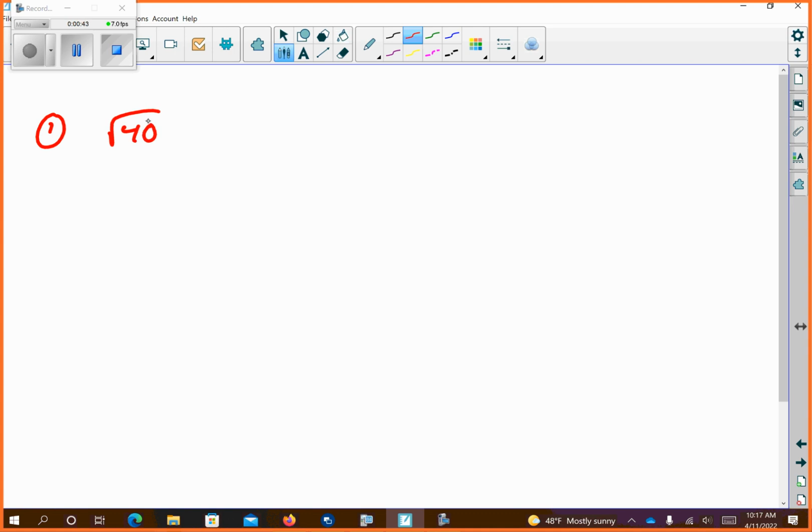All right. So our first one is root 40. All we want to do is break this down. I will have the square roots listed for you on the very back page, in case you don't remember them. Do you all feel comfortable with this?